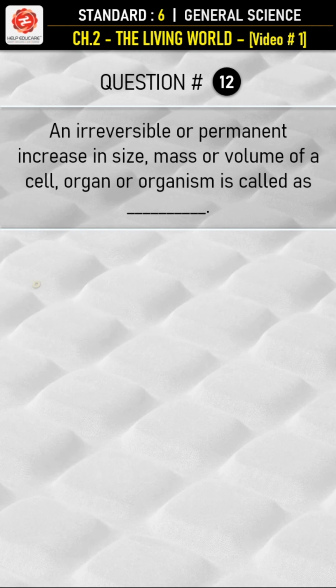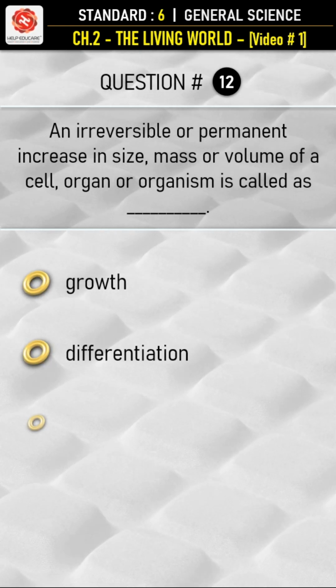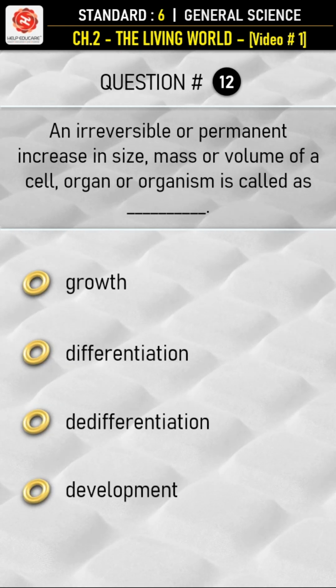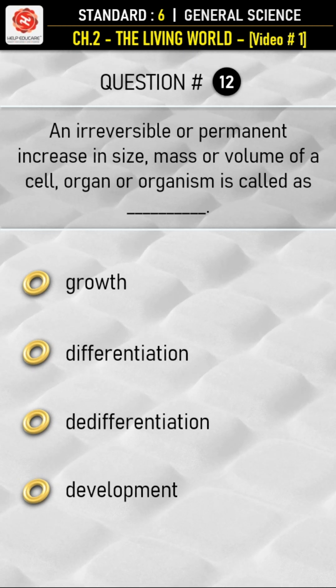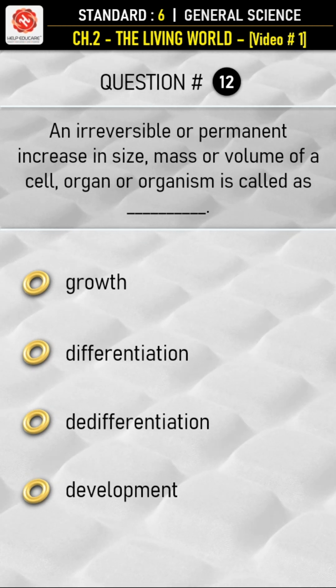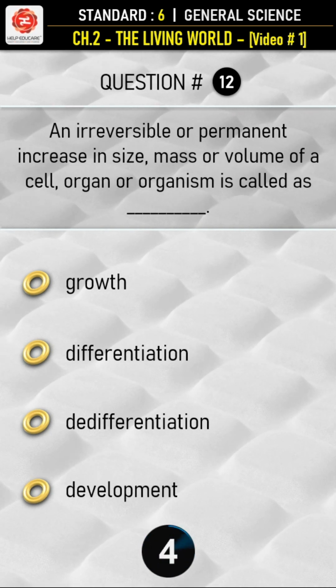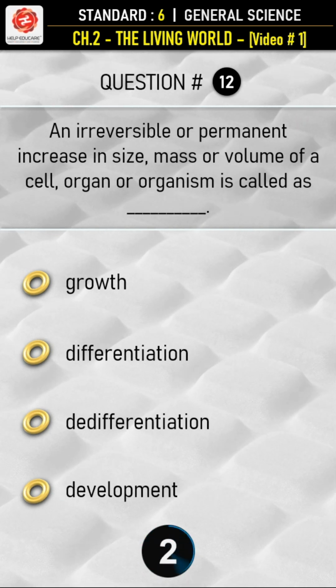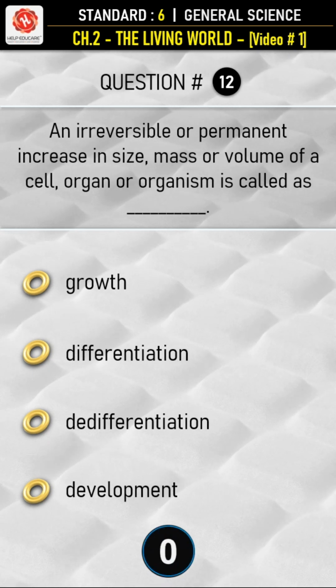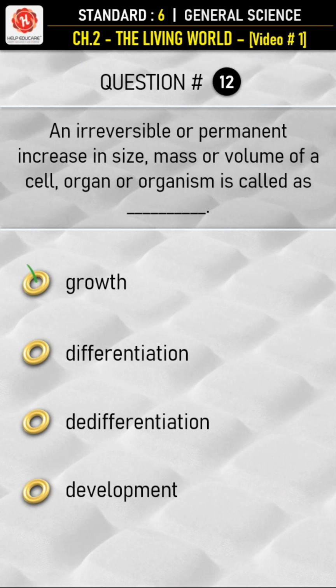Question number 12. An irreversible or permanent increase in size, mass or volume of a cell, organ or organism is called as dash. First option, growth. Second option, differentiation. Third option, dedifferentiation. Fourth option, development. Answer will be shown after 5 seconds. Your time starts now. Correct answer is growth.